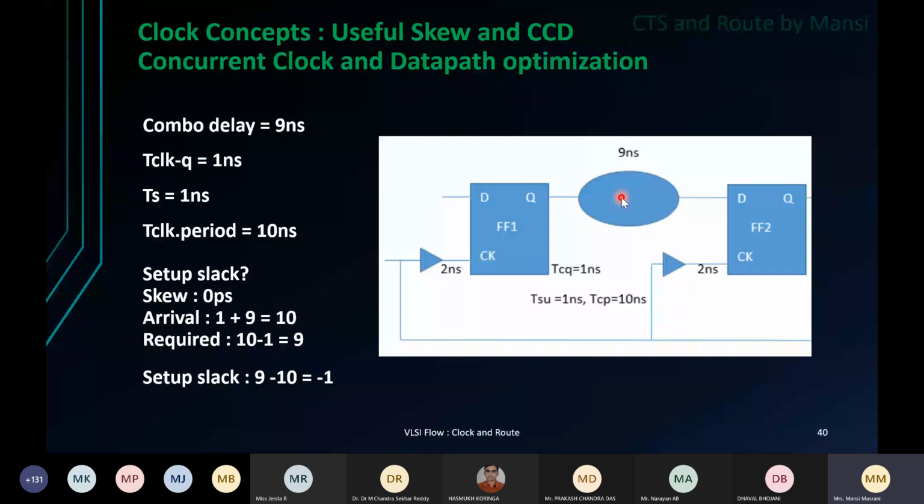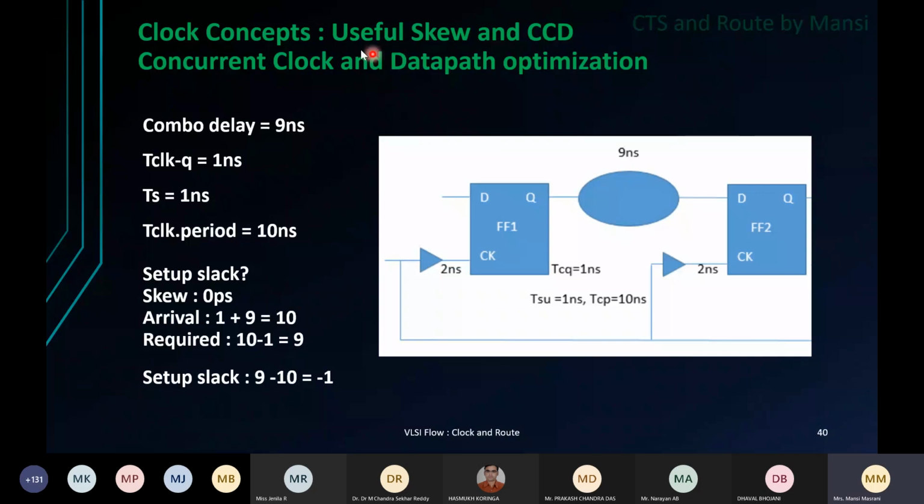It is going to look at the data path. It is going to understand that the data path has this much delay. I somehow want to meet this timing while building the clock tree. That is what is called concurrent clock and data path optimization, where I'm going to tell you about the useful skew.